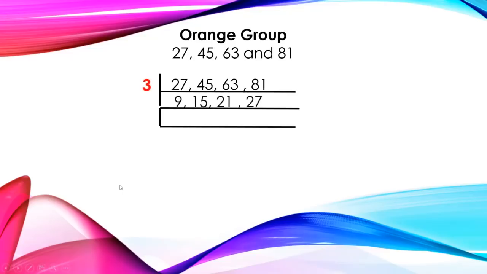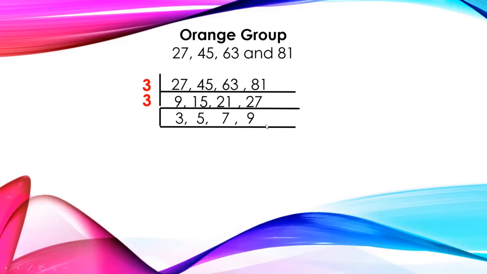Okay, so let's divide. 27 divided by 3 is 9. 45 divided by 3 is 15. 63 divided by 3 is 21. 81 divided by 3 is 27. Again, this set of numbers are all divisible by 3. So let's divide. 9 divided by 3 is 3. 15 divided by 3 is 5. 21 divided by 3 is 7. 27 divided by 3 is 9.